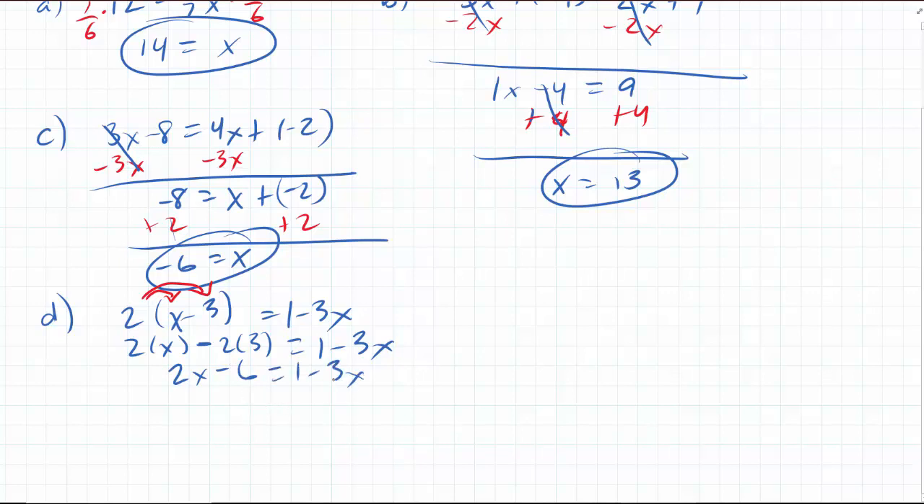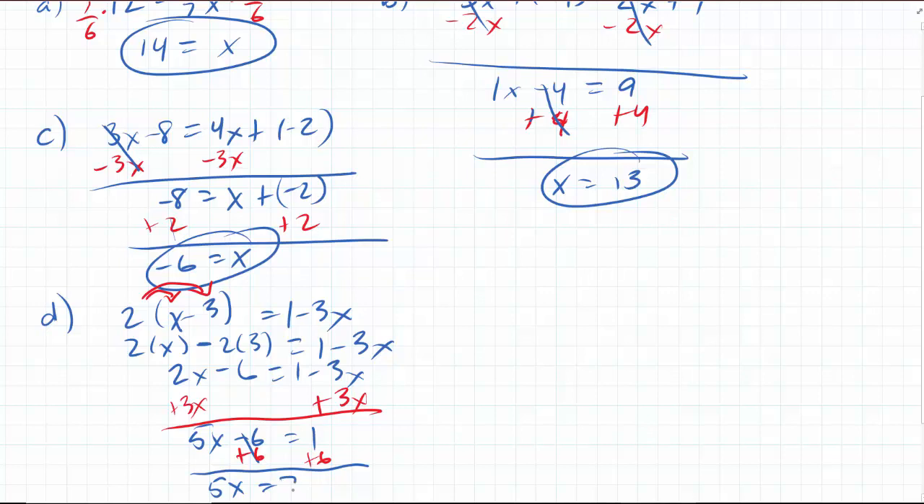And just like before, variables on one side, constants on the other. Okay, I have a minus 3x here, so that side has less. So I'm actually going to add 3x to both sides to get rid of the variables here. Which means we're going to have 5x minus 6 equals 1. I'm going to add 7. Oops, not add 7. We're going to add 6. I'm going to add 6 right here, add 6 right there, and we're going to have 5x equals 7.